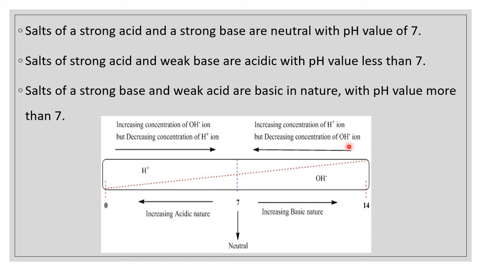If you move from right to left, it is what? Increasing concentration of H plus ion or decreasing concentration of OH minus ion. That means we are moving from basic to acidic via neutral. This is called the pH scale given by Sorensen, the scientist. He is the one who has done research work on the pH scale.